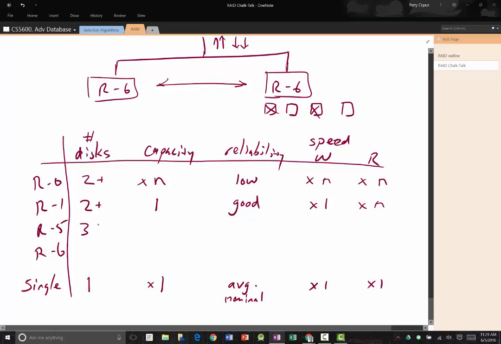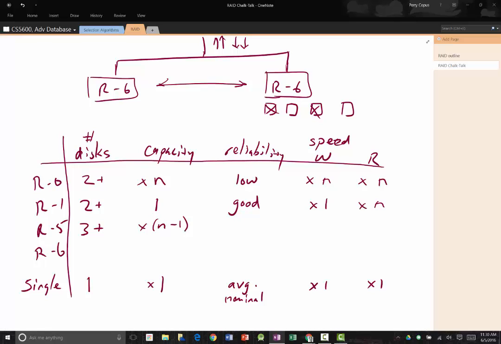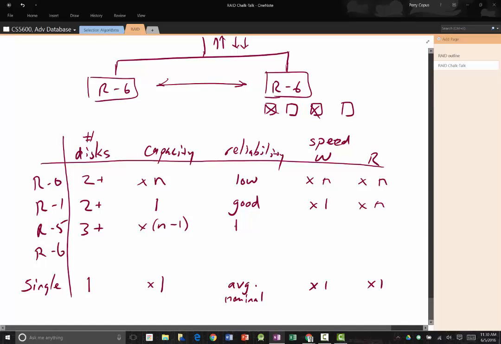RAID 5 takes 3 or more disks. The capacity is times n minus 1. The reliability here is, we'll call it, I don't know what we should call it. We called RAID 1 good. I'm going to change that to very good. Okay, so that way we can call this good. All right. The write speed times n minus 1. The read speed times n minus 1. Okay. RAID 6, you know it takes 4 or more disks because you have to have 2 for parity. The capacity, it's times n minus 2.